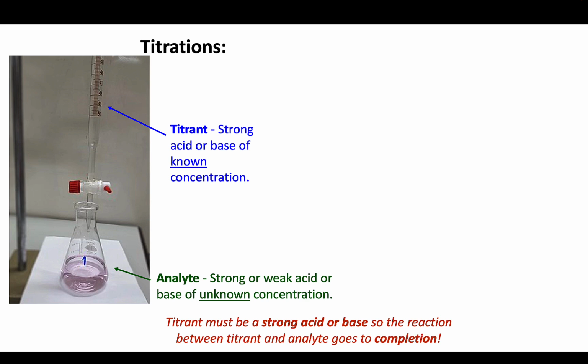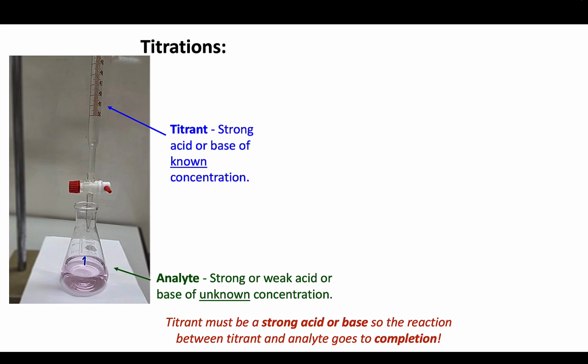As far as the operation, this is commonly used as an analytical approach where we can determine the concentration of the analyte by adding a known amount of titrant. And this is a diagram of what we would see in an acid-base titration. We use a strong acid or base of known concentration to titrate a weak acid, weak base, or strong base. But if we're using a strong acid for the titrant, we will be titrating a base in the analyte. And if we're using a strong base, we'll be titrating an acid in the analyte.